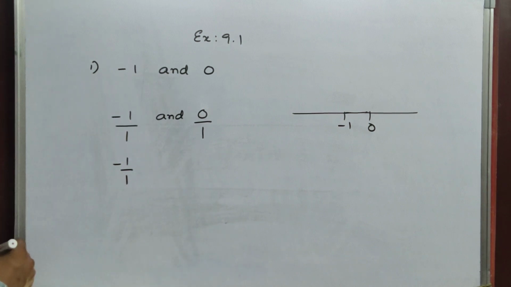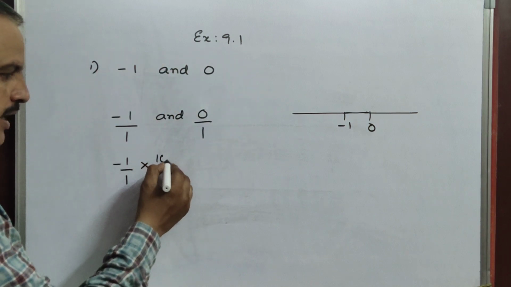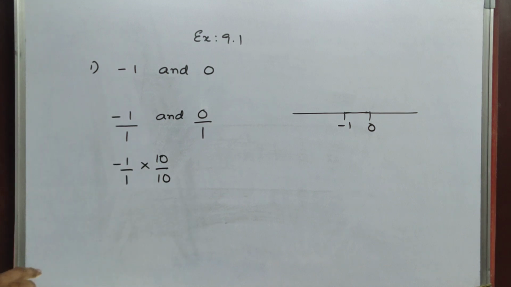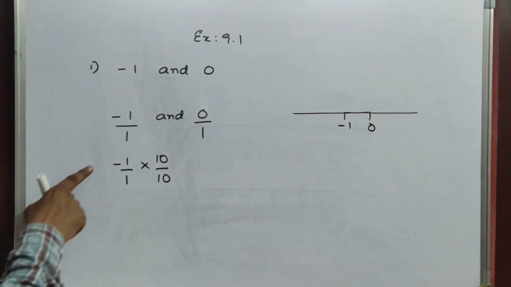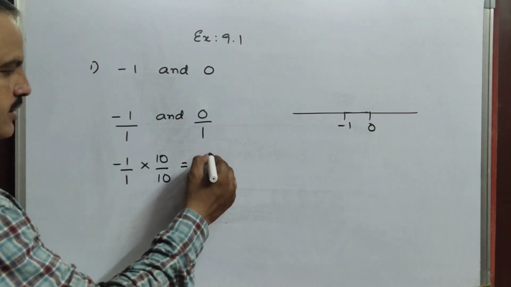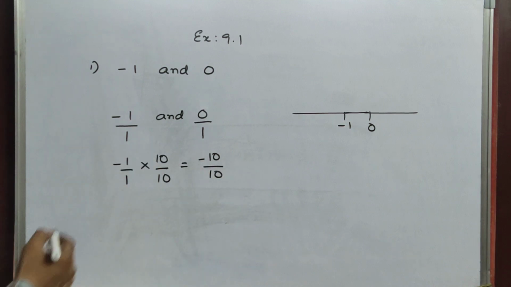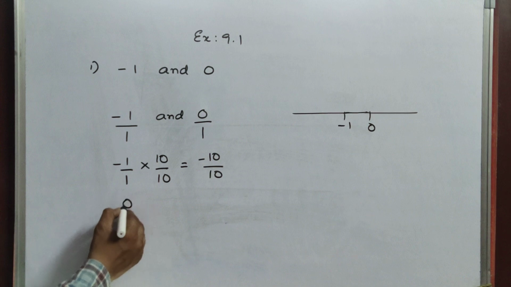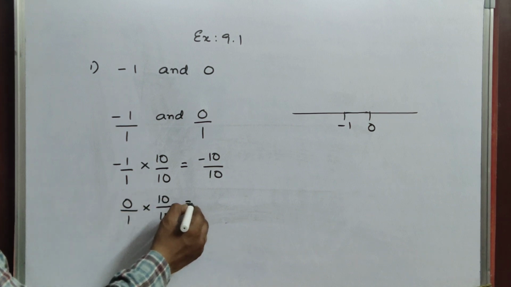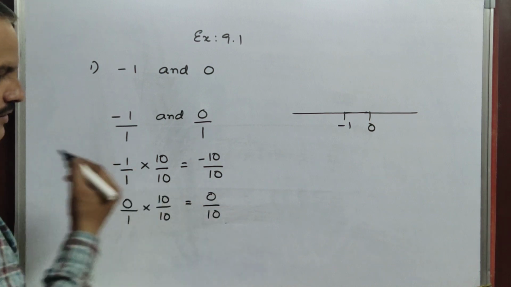-1/1 and 0/1. They asked 5 and we are taking 10. That means I am multiplying both numerator and denominator by 10. I am preparing the equivalent fractions now. Minus 1 by 1 into 10 by 10. That means minus 10 by 10, 1 tens are 10. Next, 0 by 1 into 10 by 10. 0 tens are 0, 1 tens are 10.